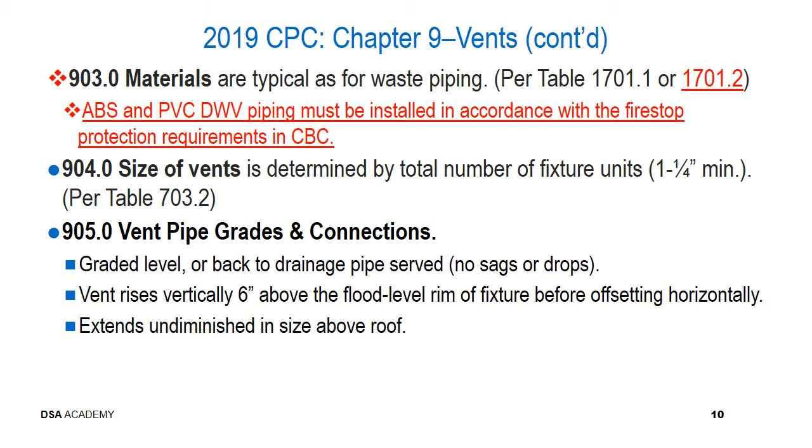Vents are also required to rise vertically a minimum of 6 inches above the flood rim of a fixture before it offsets horizontally, and all vents are supposed to extend undiminished in size through the roof and above the roof, all the way to their termination.